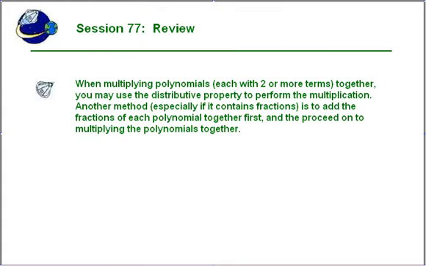So then quickly, when you're multiplying polynomials together, each that have two or more terms, you may use the distributive property to perform the multiplication. Another method that you can use, especially if your polynomials contain fractions, is to add the fractions of the polynomials together, or if it's subtracted, you would subtract them and then proceed on to multiplying the polynomials together. And that's in fact what we just did on the previous screen. That wraps up then session 77.